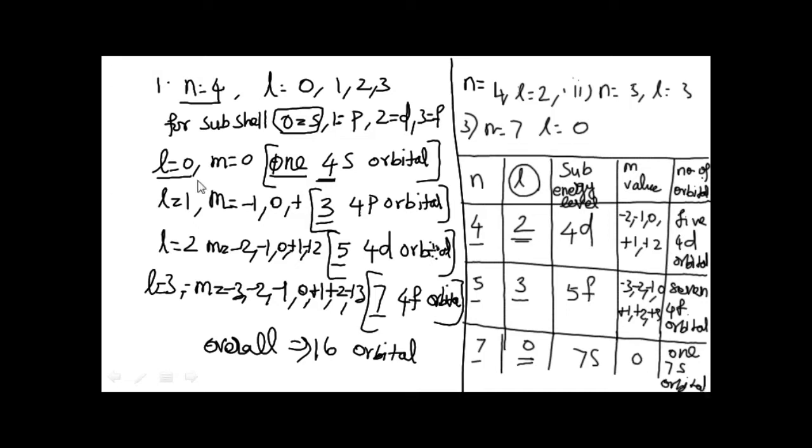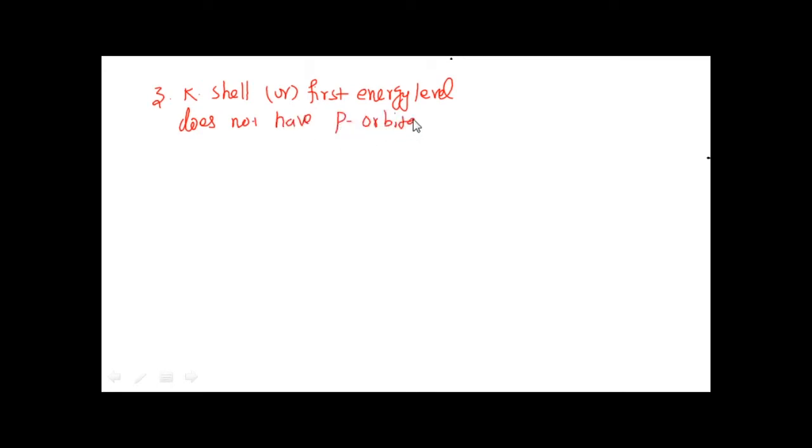The last question. Which energy level does not have a p orbital? So the question is, which energy level does not have a p orbital? So the answer is the K shell, or the first energy level, does not have a p orbital.